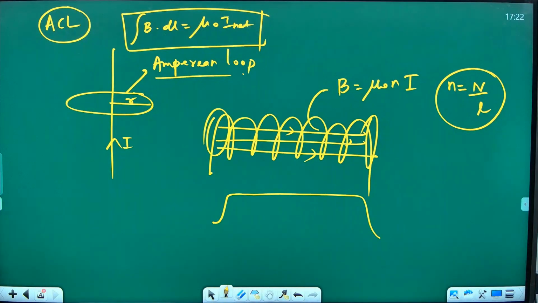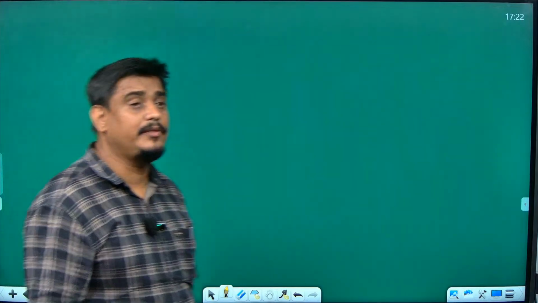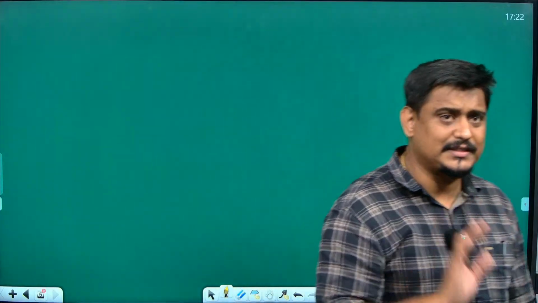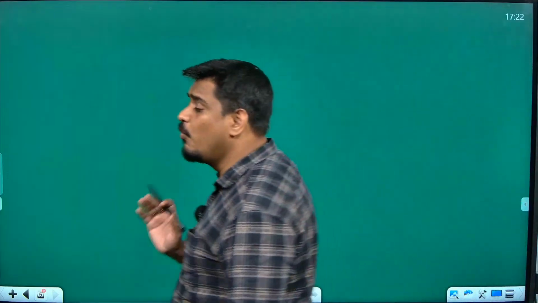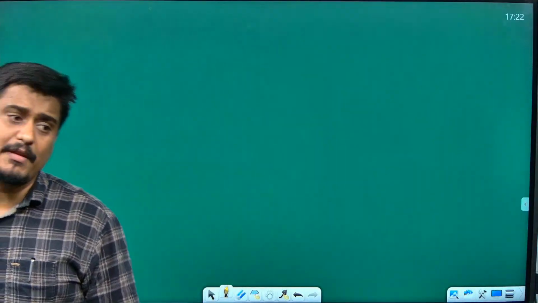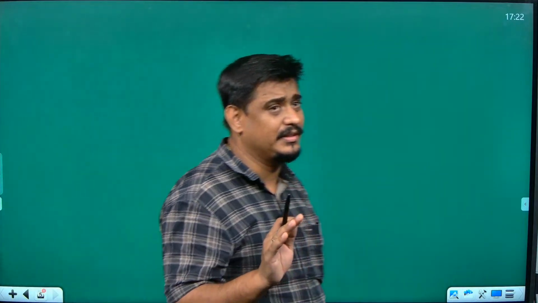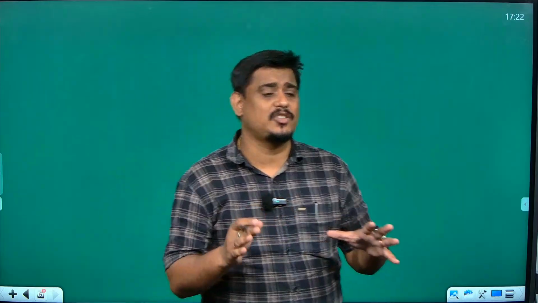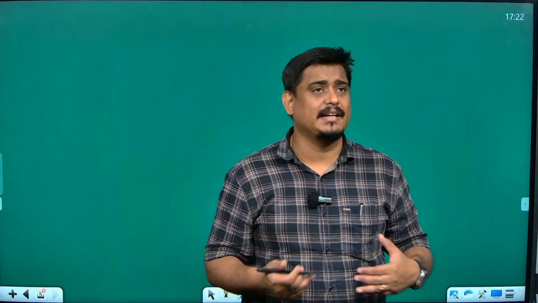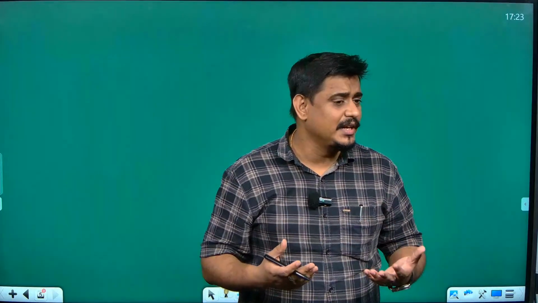This was one part of the chapter. The next part of the chapter is talking about the forces acting. First thing in this is how a moving charge behaves in a magnetic field. I hope everybody knows that a static charge experiences no force in a magnetic field. The reason is, a static charge does not produce any electricity, and if electricity is not there, a magnetic field cannot be there. If the magnetic field is not there, how will it interact with a magnetic field?